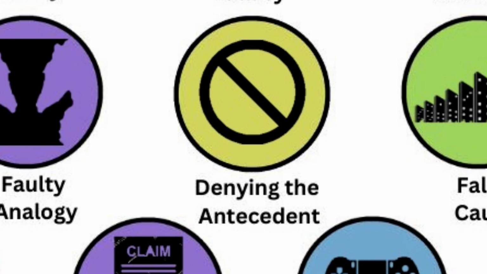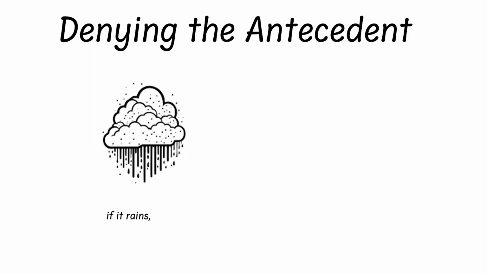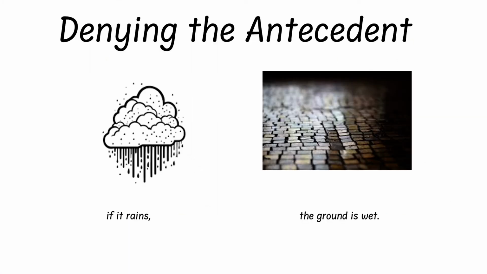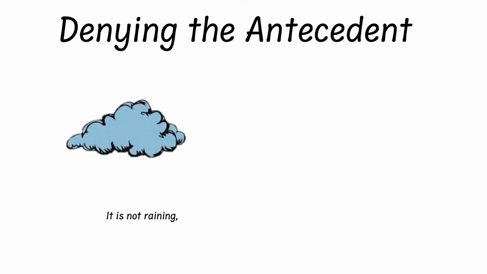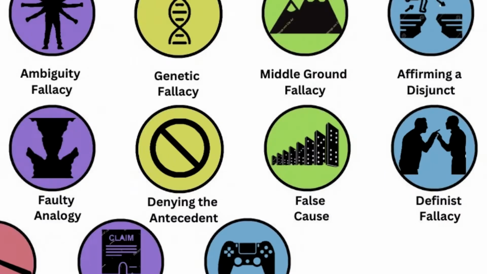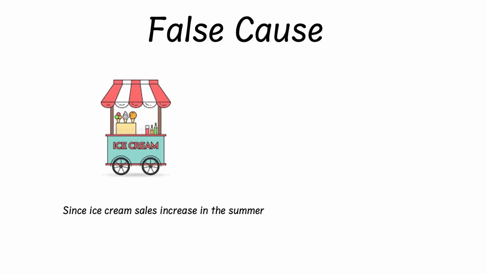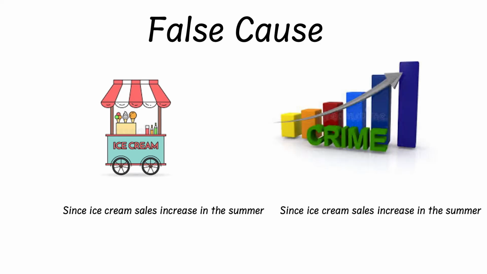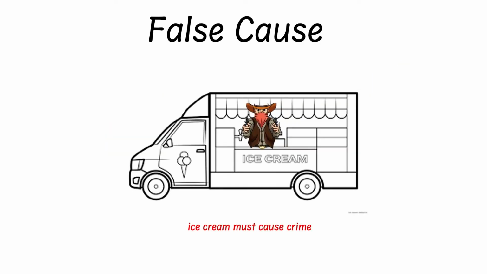Denying the antecedent. This fallacy assumes that if the antecedent is false, the consequent must also be false. It wrongly infers the negation of the antecedent from the negation of the consequent. False cause. The false cause fallacy, or post hoc ergo propter hoc, assumes a causal relationship based on mere correlation. It concludes that because one event followed another, the first event caused the second.